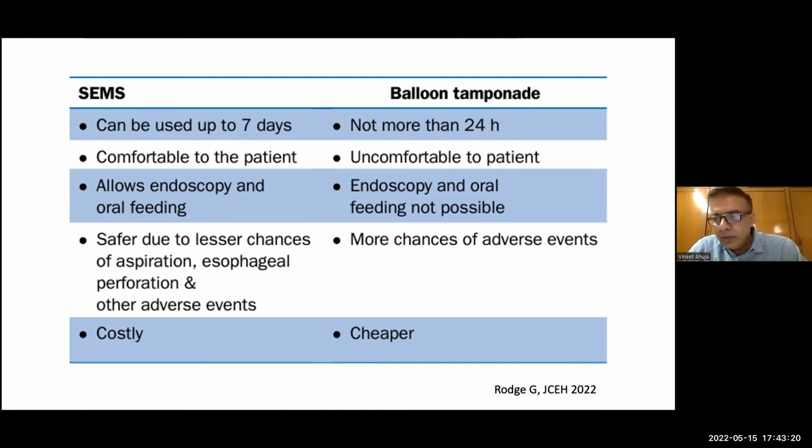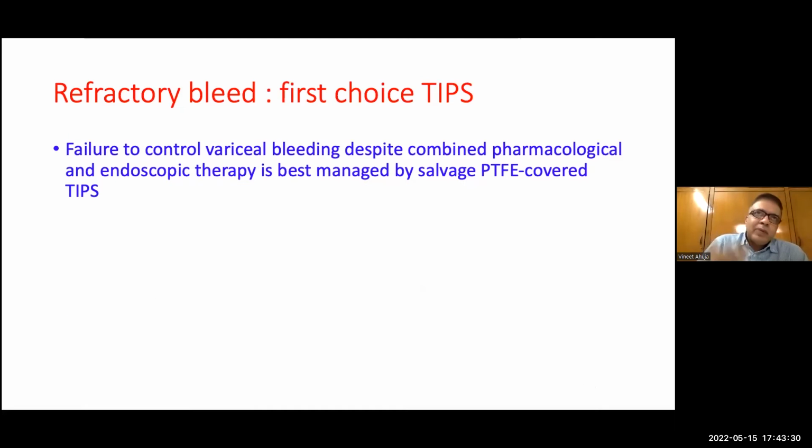And as I told you, balloon tamponade would be good for areas where the resources are heavily limited. So there it still remains as a fallback option when the patient does not respond to any kind of therapy. Now for refractory bleed, these are the 4 or 5 options which I have told you, which are there in patients with refractory bleed.